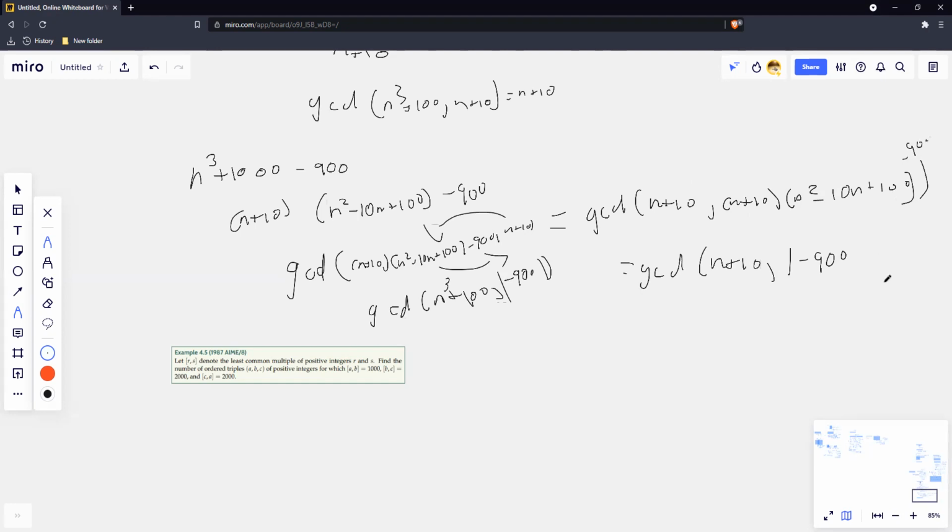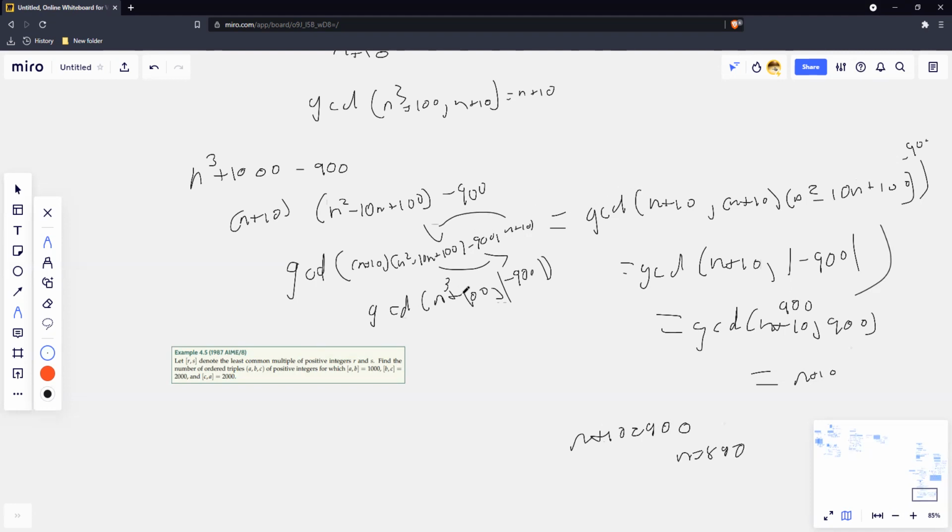Okay, this equals GCD of n plus 10 comma 900. See, this is really easy. This is n plus 10. This is also n plus 10. We have to make sure to subtract 10 at the end, right? So basically all we have to do is find the largest divisor of 900, and the largest divisor of something is basically itself. So 900 is equal to n plus 10. Then n is equal to 890.